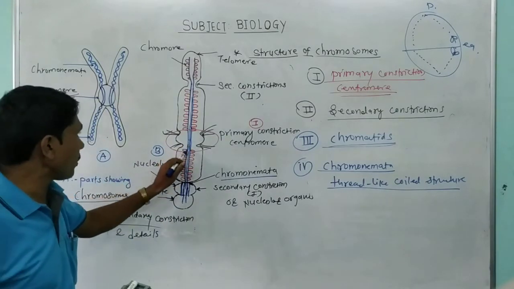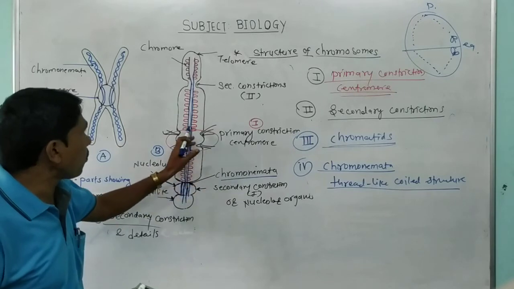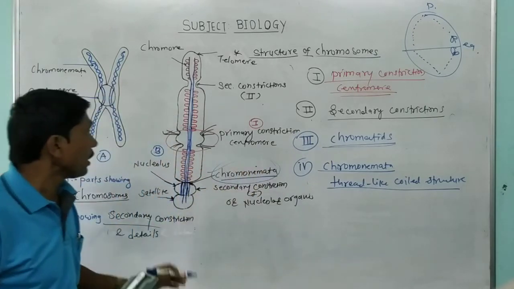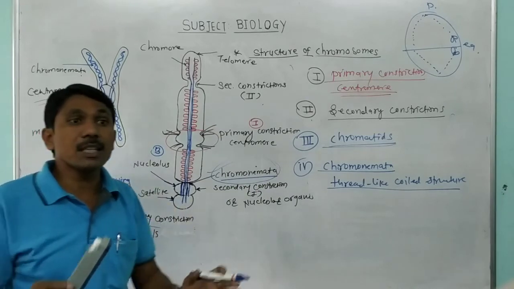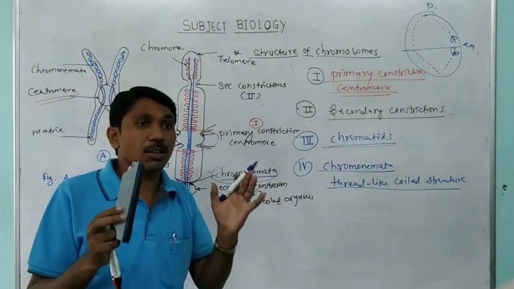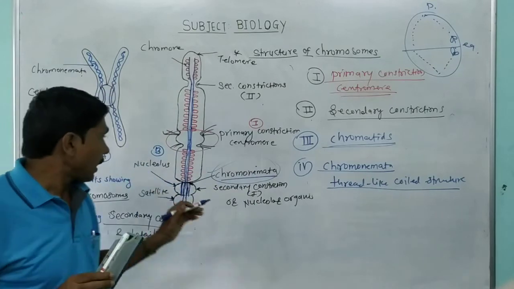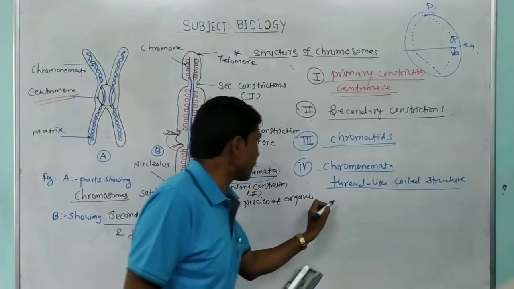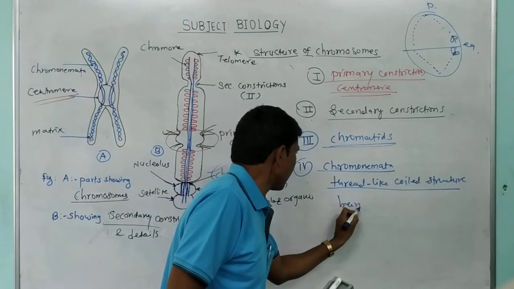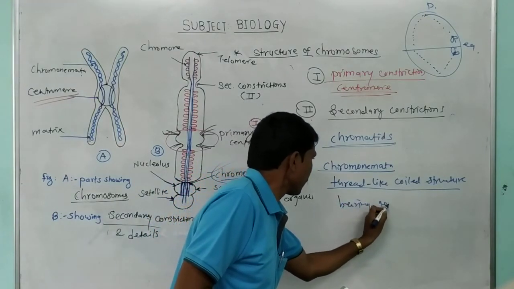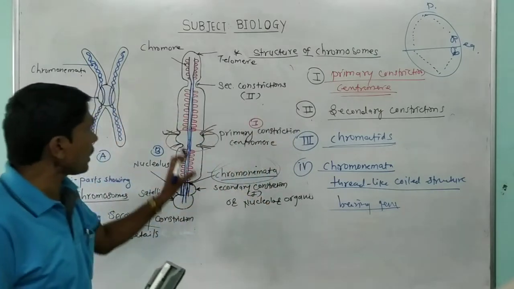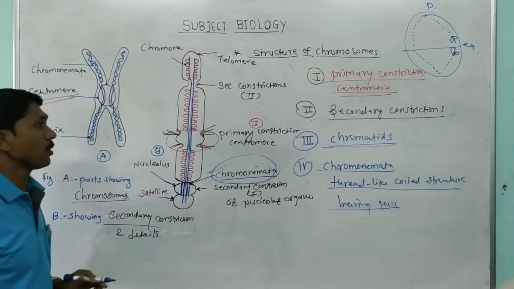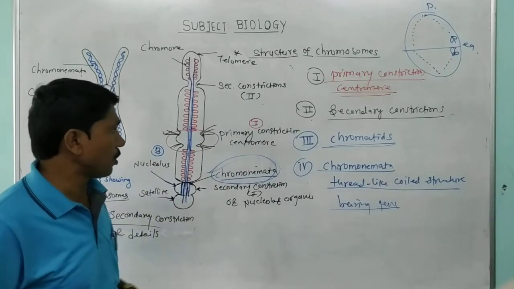And that chromonemata plays an important role in controlling the size of the chromosome. It controls the size of the chromosome and bears the various genes. Bearing the gene and controlling the shape of the chromosome is the function of chromonemata. Okay, that is the fourth point.